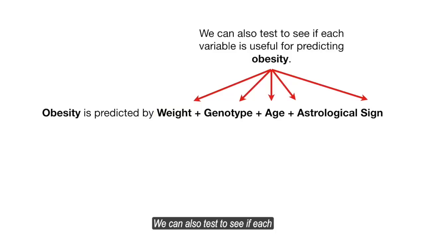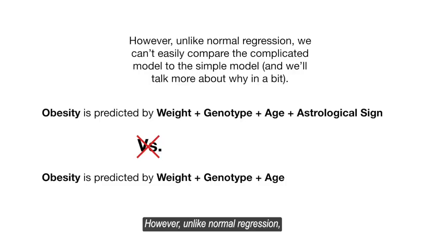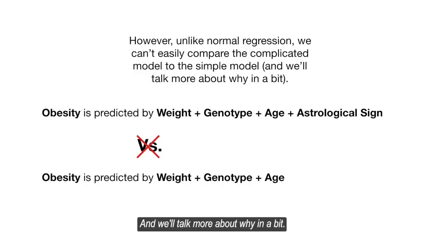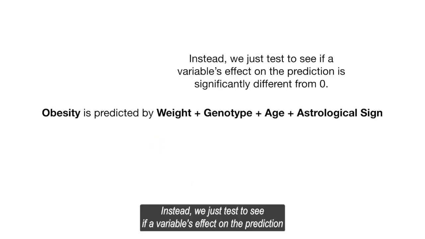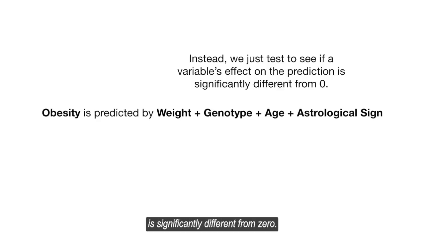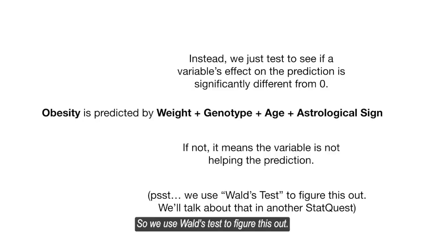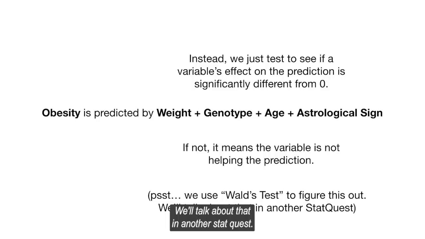We can also test to see if each variable is useful for predicting obesity. However, unlike normal regression, we can't easily compare the complicated model to the simple model, and we'll talk more about why in a bit. Instead, we just test to see if a variable's effect on the prediction is significantly different from 0. If not, it means that the variable is not helping the prediction. Psst! We use Wald's test to figure this out. We'll talk about that in another StatQuest.